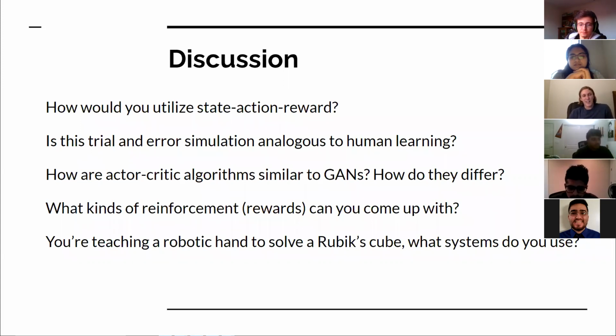All right, so we have a final scenario. I feel like some people, depending on the committee you're on, might be more inclined to jump into your field for this one. Imagine you're teaching a robotic hand how to solve a Rubik's cube. What kind of systems is that sort of application going to need? And by systems I mean algorithms or applications.